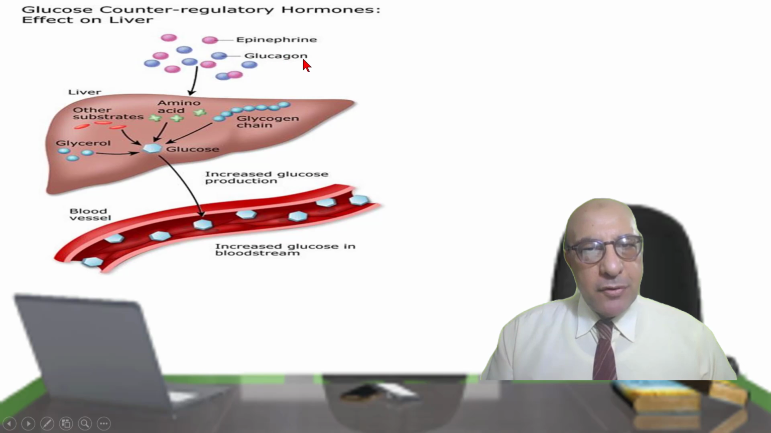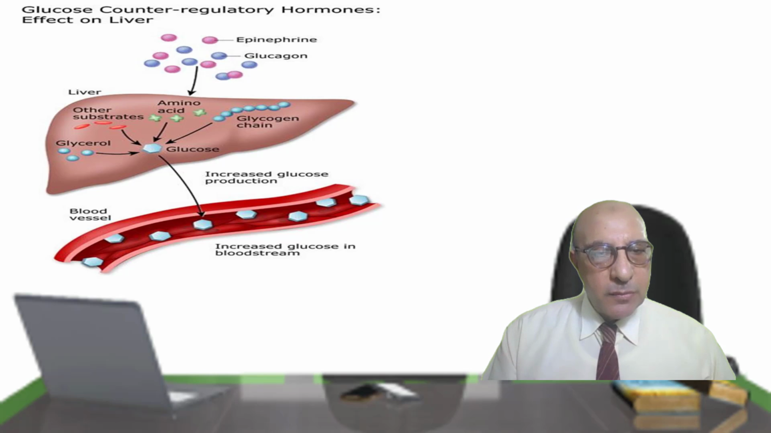We can see that epinephrine and glucagon will act on the liver in two different ways. The first is increasing the breakdown of glycogen into glucose, and the second is the production of new glucose from other substrates like amino acids, fatty acids and glycerol. This newly produced glucose, or the one resulting from breakdown of glycogen, will go to the blood, increasing the blood level of glucose.